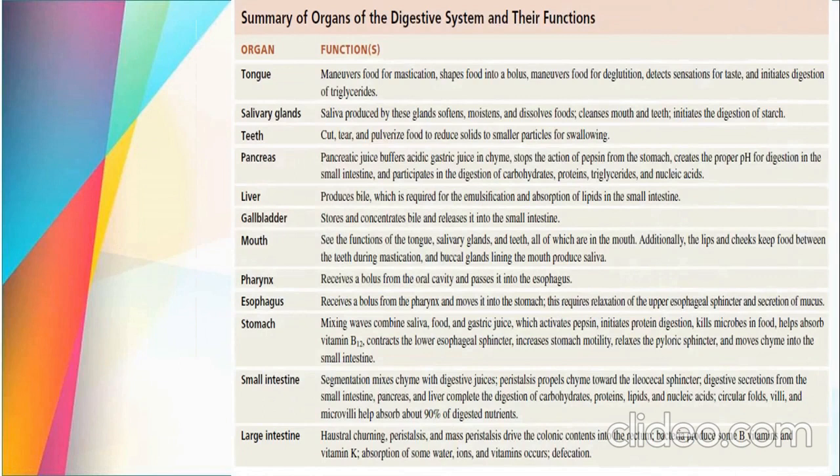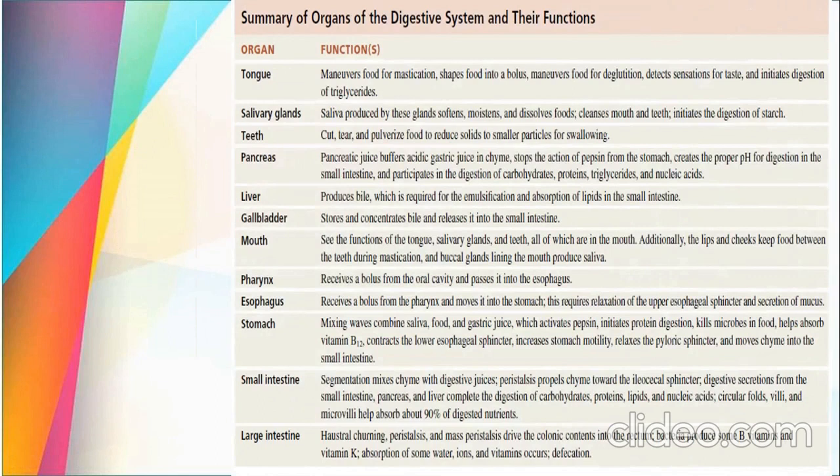Mouth: the mouth includes the tongue, salivary glands and teeth. Again, the lips and the cheeks are responsible for mastication. Pharynx receives the bolus from the oral cavity and passes it into the esophagus. Now the esophagus receives the bolus from the pharynx and moves it into the stomach. This requires the relaxation of the upper esophageal sphincter and secretion of mucus.